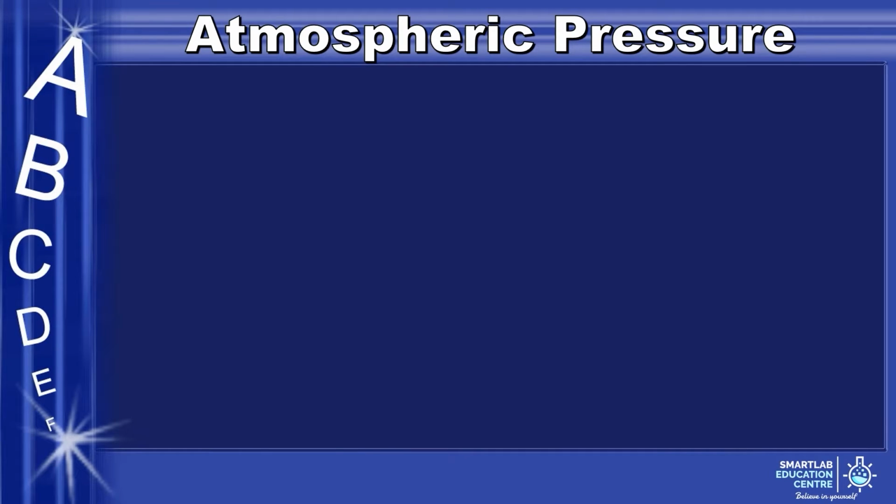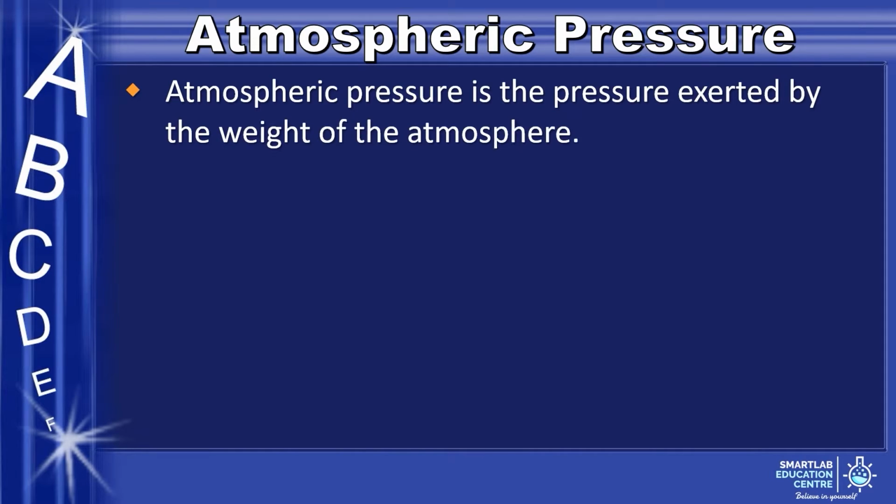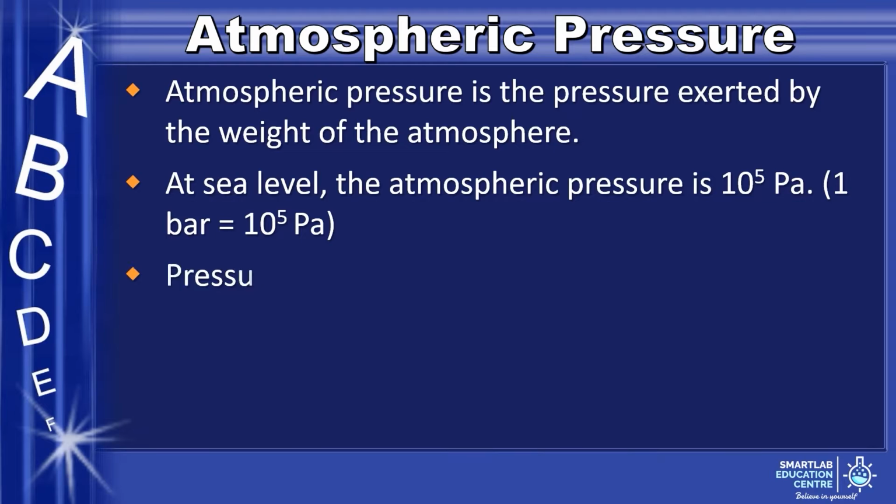Next, let us talk about atmospheric pressure. Atmospheric pressure is the pressure exerted by the weight of the atmosphere. How strong is it? Atmospheric pressure at sea level is 10 to the power of 5 pascals or 1 bar. As the altitude increases, the pressure will fall.